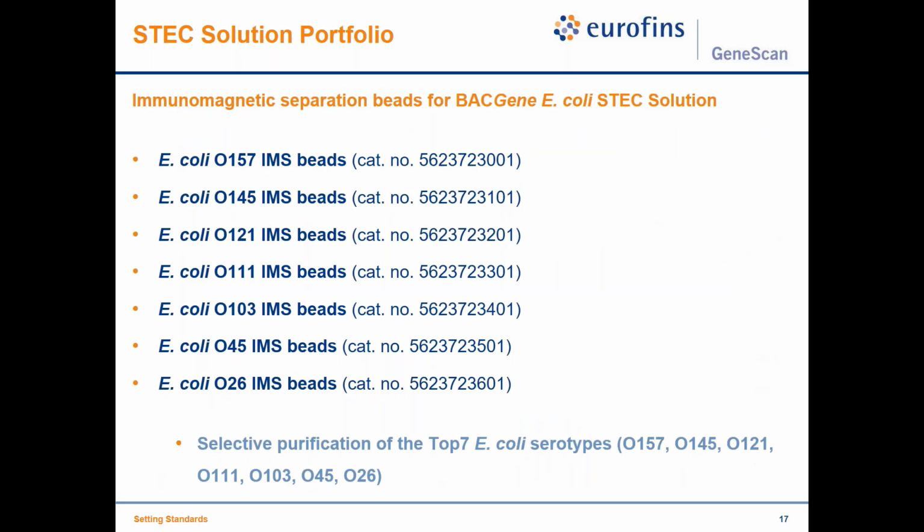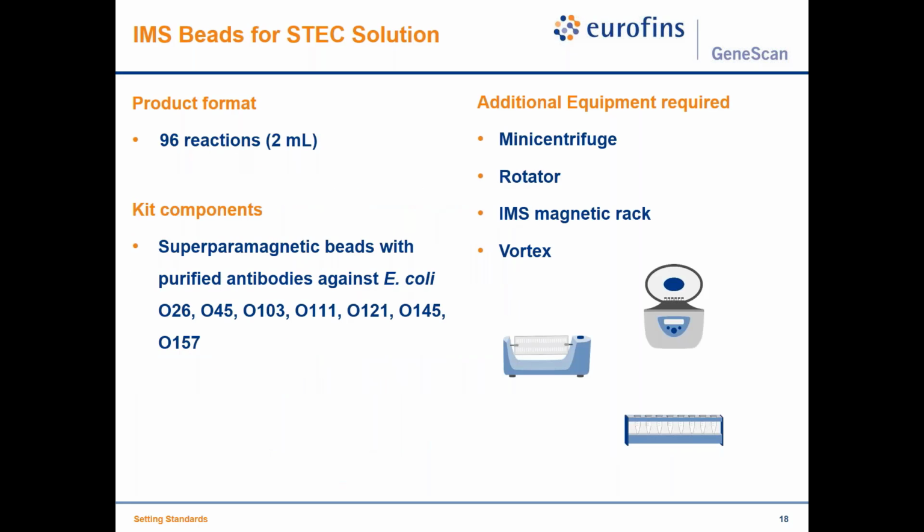After the PCR, as I said, we have the possibility to do the immunomagnetic separation, so the IMS. Of course, we do have all the relevant beads for this. As you can see here, there's not much needed in addition to this. There's a small rotator that you would need for the incubation of the IMS beads with your enrichment broth, and then you need a magnetic rack for the separation, and a vortex to get the beads in resuspension.